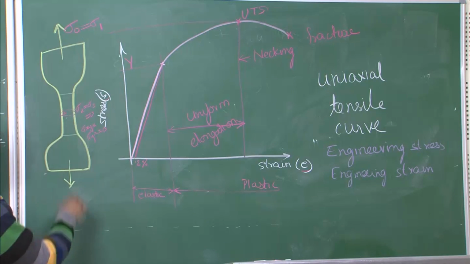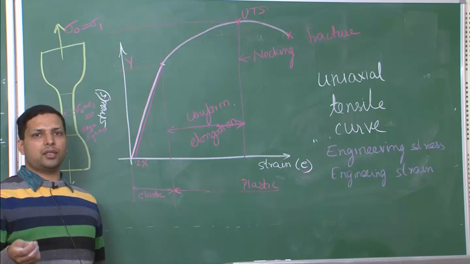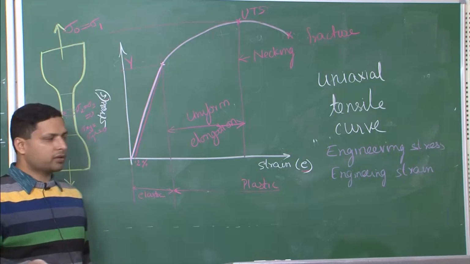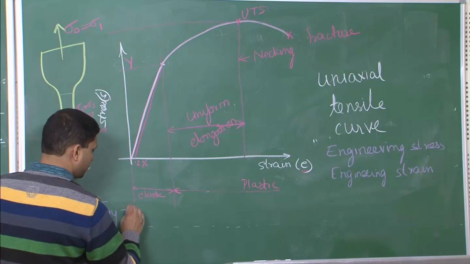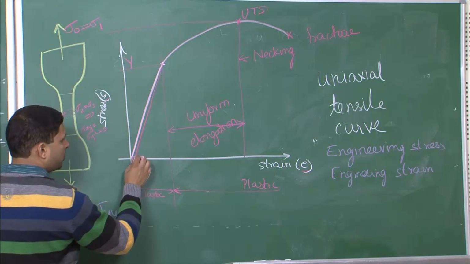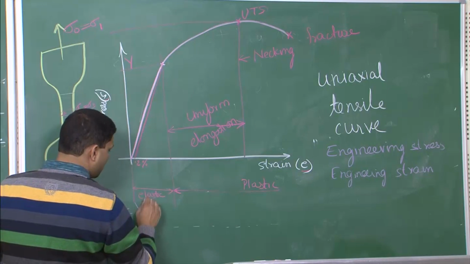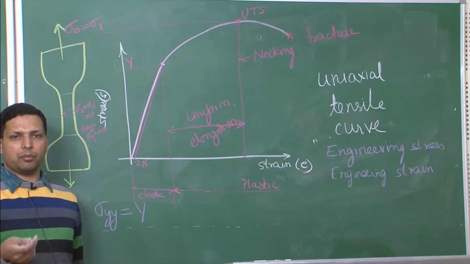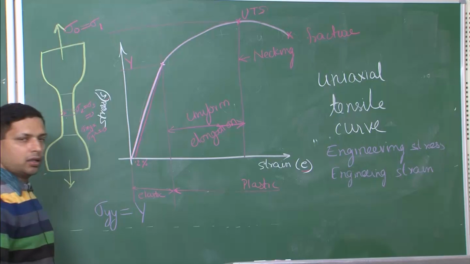And as we saw, here we were concerned with only one parameter. As soon as sigma yy or sigma xx, whatever it is, reaches the value y, so start with 0 and up to some point it will reach y. As soon as it reaches y, what happens? It starts to yield, or the material is actually plastically deforming.